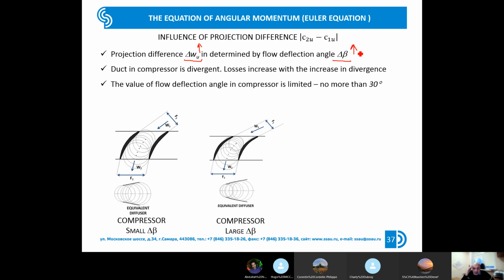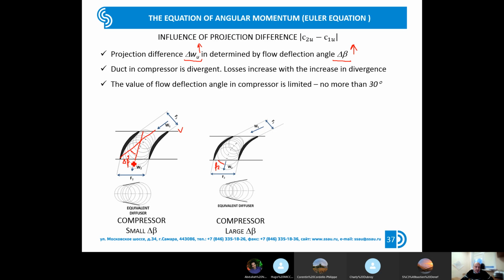Let's try to understand, would it be a good idea for a compressor if we increase the delta beta angle? So in the left picture you see a compressor blade row, and you see the equivalent diffuser which corresponds to this blade row. Let's fix the angle beta 2, and if we speak about the delta beta angle, it's this angle.